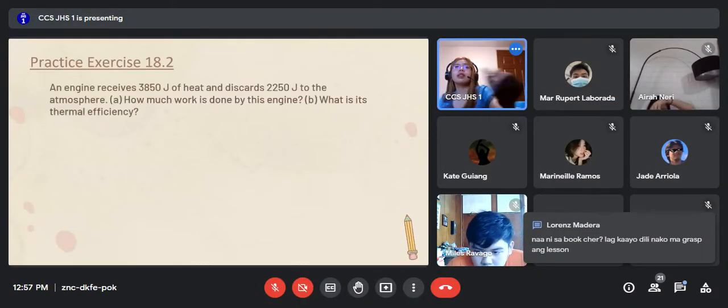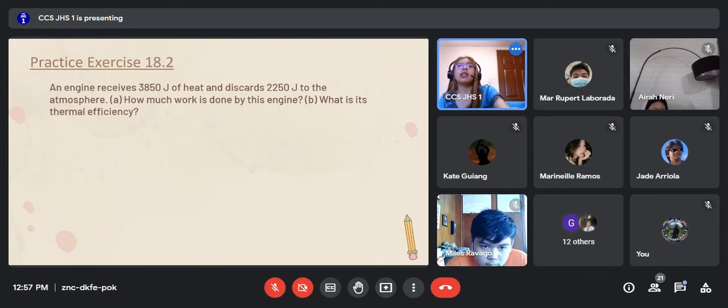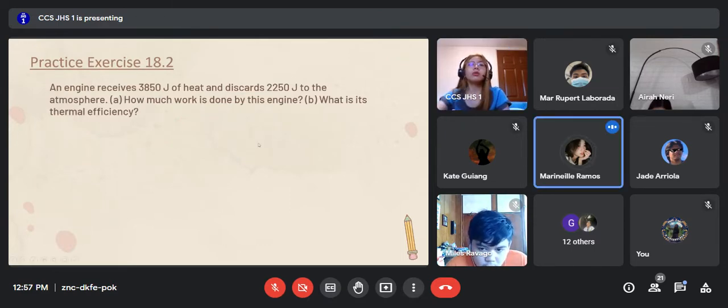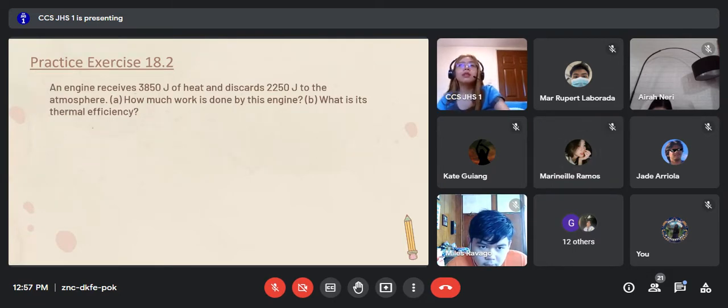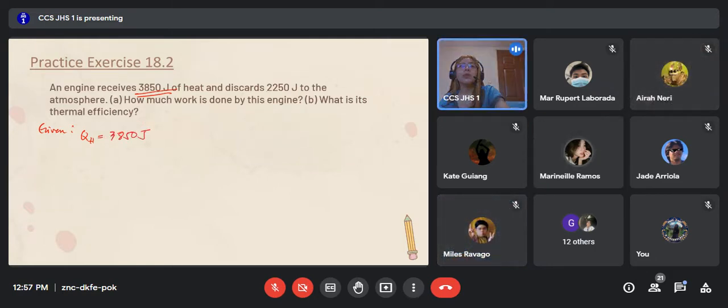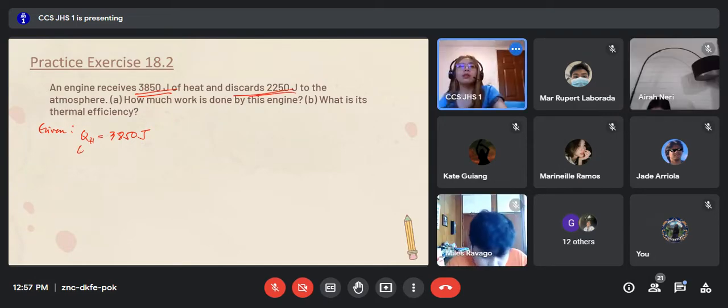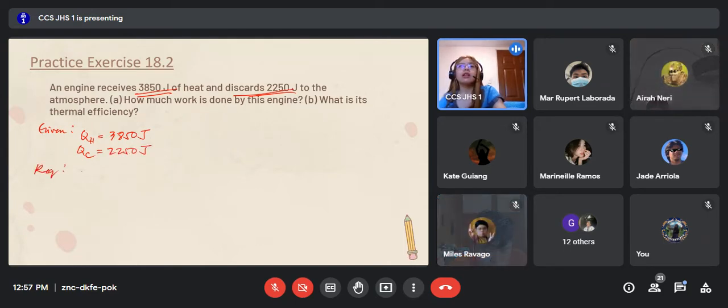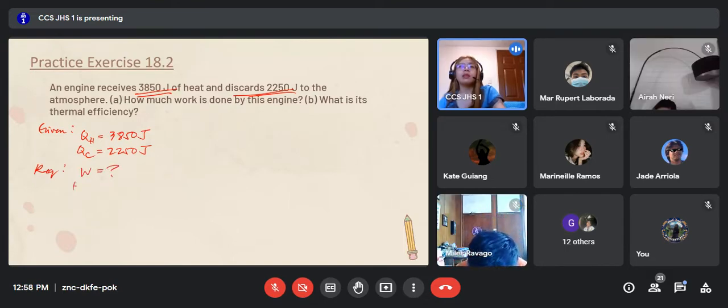Practice exercise. An engine receives 3,850 joules of heat and discards 2,250 joules to the atmosphere. A, how much work is done by this engine, and B, what is its thermal efficiency? What are the given? Q hot equals 3,850 joules, since the engine receives that, so that is QH. QC is 2,250 joules, since it discards that. Required: find the work done, and then for B, the thermal efficiency.